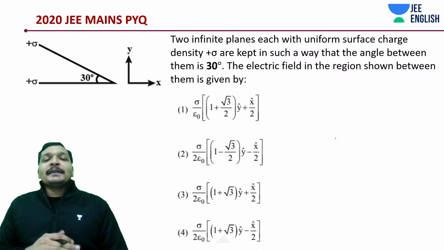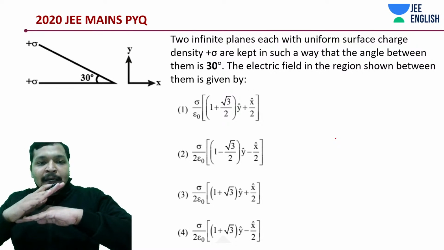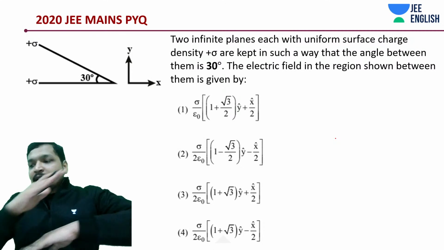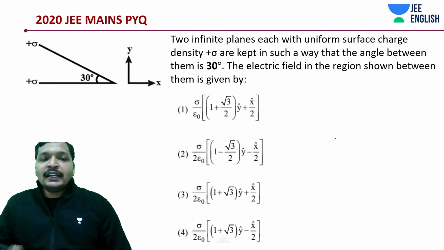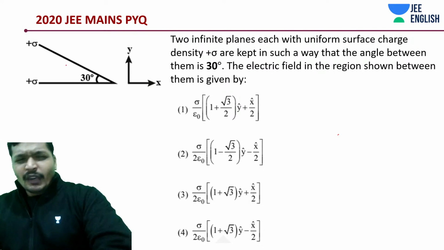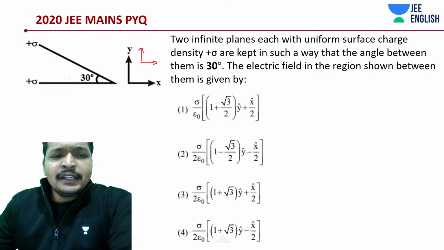There are 2 infinite plates with uniform charge density plus sigma, and they are kept in such a way that it's a 30 degrees angle. Okay, it's a 30 degrees angle. They're kept in such a way, 30 degrees angle, as you can see on screen. You need to follow the same thing. Now, this is positive x, this is positive y. Okay, everything is given to you.